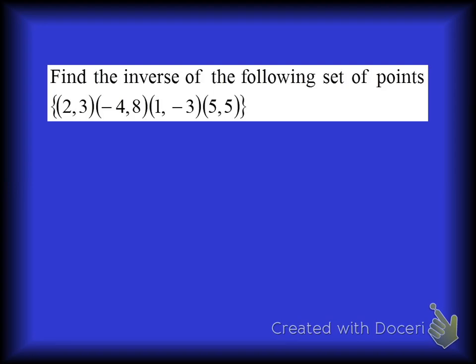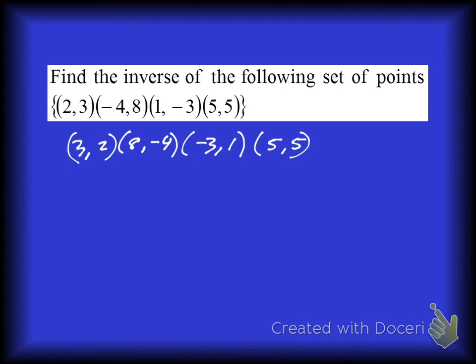This is our one and only example of this one. Be ready. Find the inverse of the following set of points. If that set is 2, 3, negative 4, 8, 1, negative 3, and 5, 5. To find the inverse, take these ordered pairs and flip them into 3, 2, 8, negative 4, negative 3, 1, and 5, 5. And that is it.